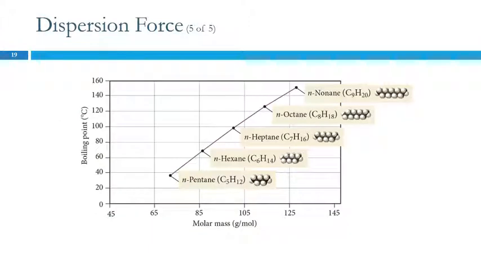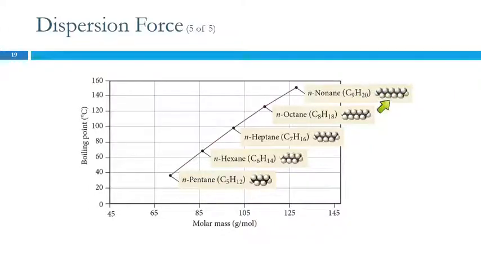Here's a chart showing this relationship with some straight chain alkanes. So here we have pentane, 5 carbons, hexane, 6, 7, 8, 9. And so these are all straight chains, so we're not looking at the effect of shape here, but we're looking at the effect of molar mass, so how easy is it for them to polarize.